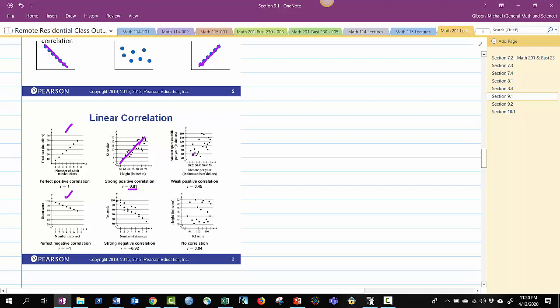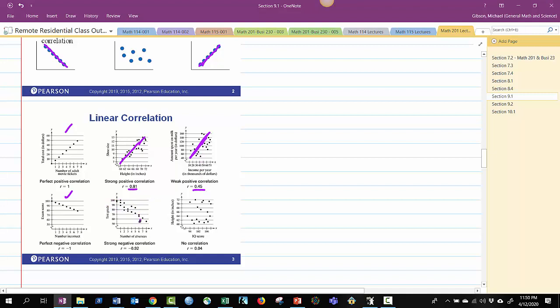This one is more scattered, right? Generally speaking, they seem to get higher as you move further to the right. There's kind of a thing like that, maybe somewhere through there. It's not as good though. It's more scattered around, and you can see the R is much lower. It's 0.45.